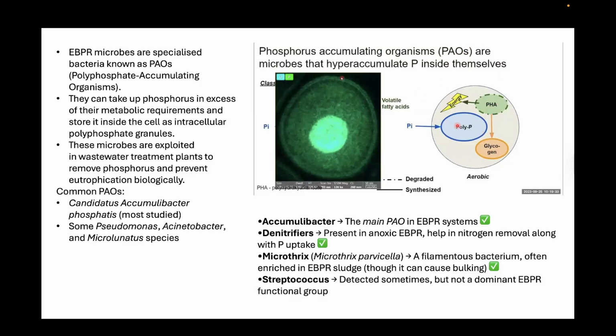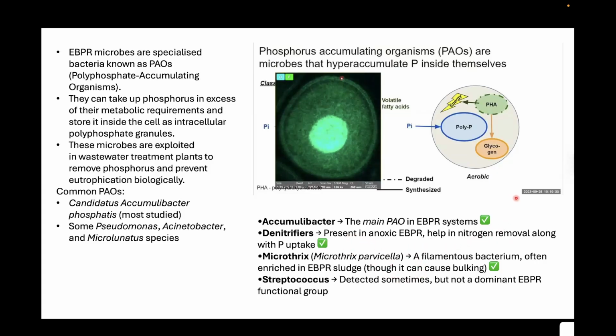In aerobic conditions, these also store volatile fatty acids. Denitrifiers present in anoxic EBPR help in nitrogen removal along with phosphorus uptake. So denitrifiers are another good agent for PAO. They not only help in denitrification or removal of nitrogen but also act as phosphate accumulating organisms. So it will accumulate phosphate as well as remove nitrogen, thereby decreasing the two main culprits of eutrophication, right? Nutrient load due to nitrogen enrichment and phosphate is what causes eutrophication.